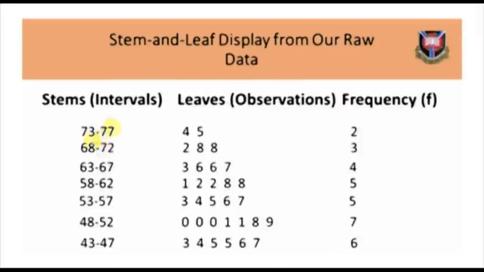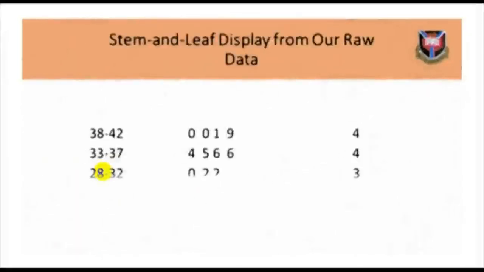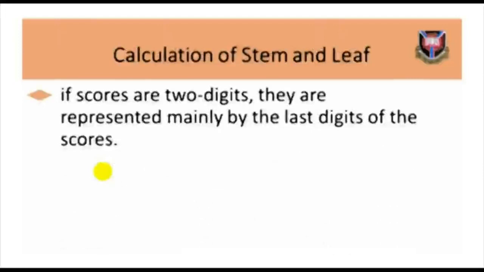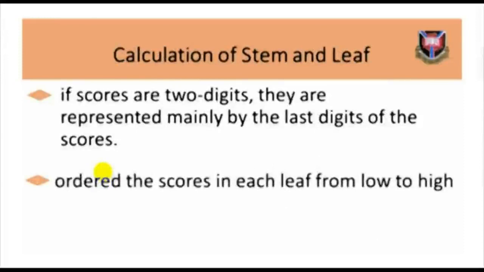For instance, it can be read from the display that the scores within class intervals 18 to 22 are 20, 22, and 19, since the leaf is made up of 0, 2, and 9. The 0 is for 20, 2 is for 22, and 9 is for 19. Remember, the interval is 18 to 22. For data with 3 or more digits, you may choose to increase correspondingly the number of digits to use for the leaves.